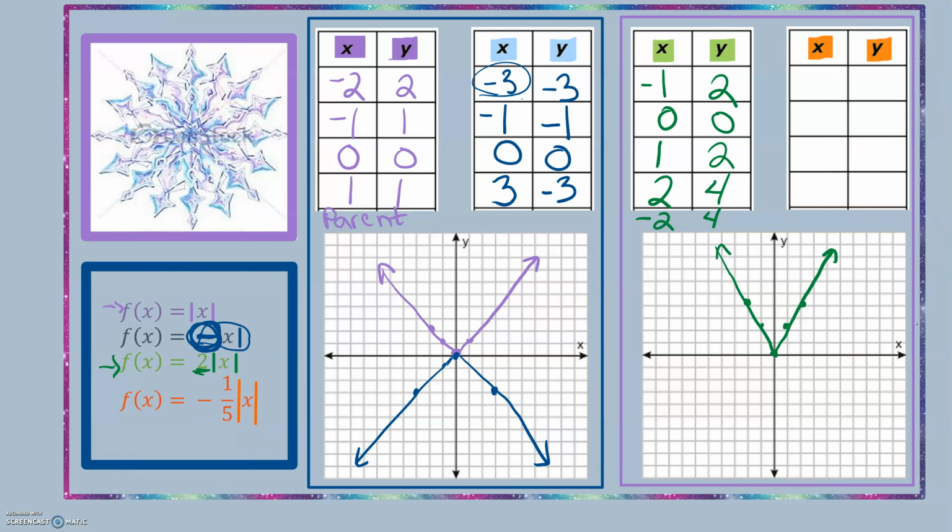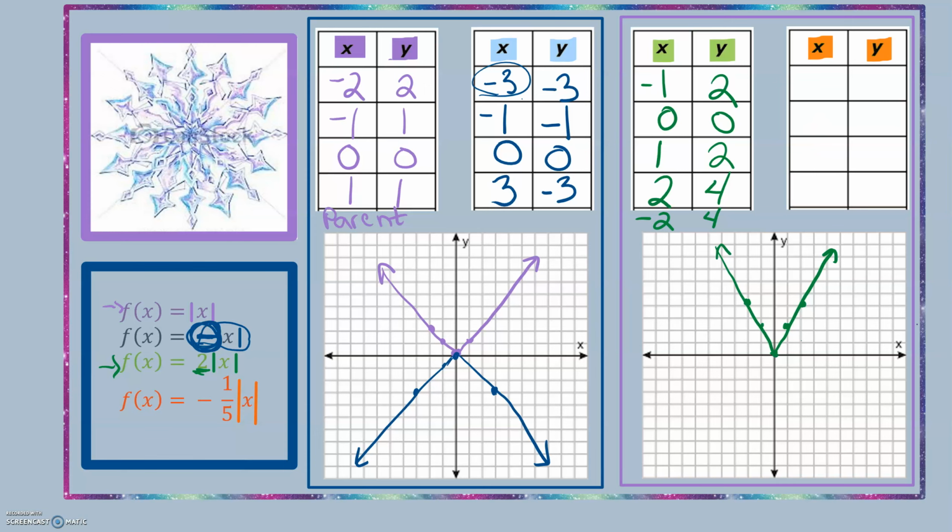Okay. So again, we're going to choose values for x's here. So it's the negative 1/5 times the absolute value of x instead. So let's choose those values again. Let's go ahead and choose the same ones we did for the green. We're going to do negative 1, 0, positive 1, positive 2. I'm going to throw in that negative 2 just because. You know what? I'm not going to do 2s. I'm not even going to do 1s.